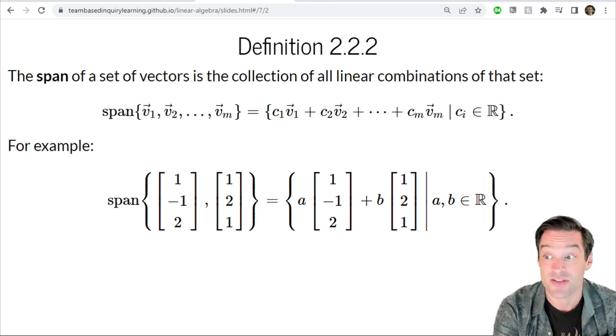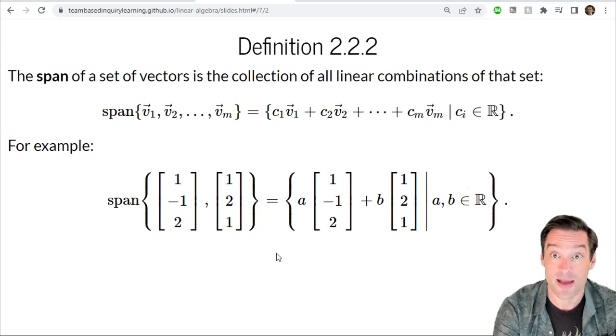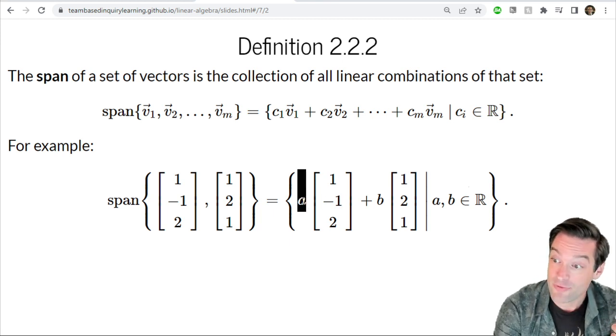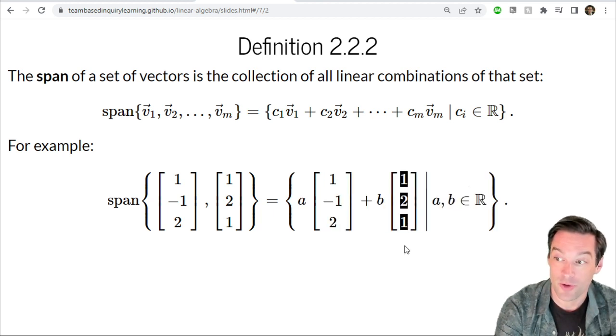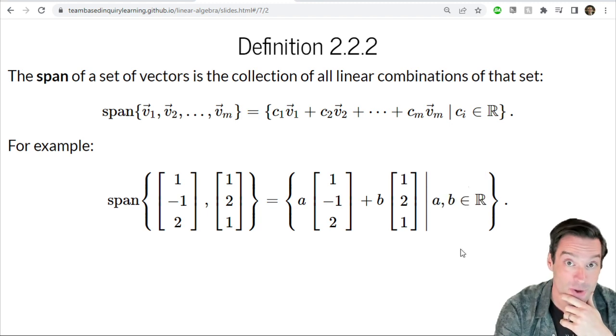The span of a set of vectors is the collection of all possible linear combinations that we could pick. So if you give me the two vectors 1, minus 1, 2 and 1, 2, 1, the ones we looked at in the previous slide, the span of that set of two vectors is another set of vectors that consists of every possible linear combination of 1, minus 1, 2 and 1, 2, 1. It's the set of every scalar multiple, a times 1, minus 1, 2, added to every scalar multiple of 1, 2, 1, where the scalars that we select can be any real numbers. So any scalars from the field over which we have a vector space.